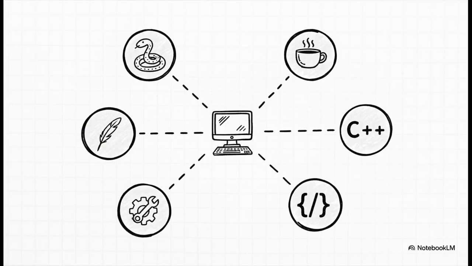And here's the cool part. There isn't just one language for computers. There are hundreds, maybe thousands of them. Each one has its own vibe, its own strengths. You've got languages like Java, C++, JavaScript, and of course, the one we're going to look at today, Python.